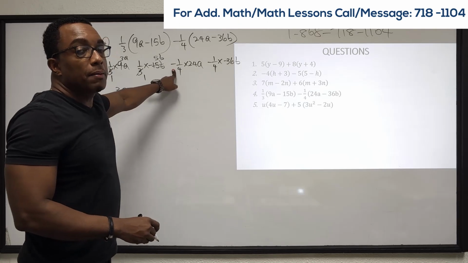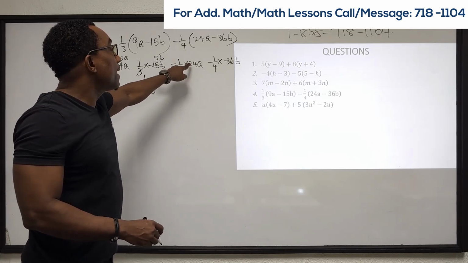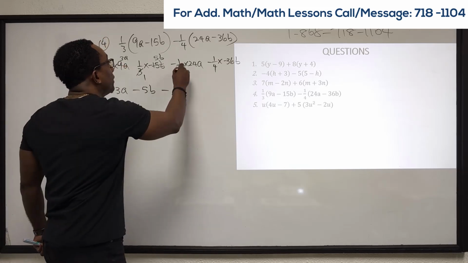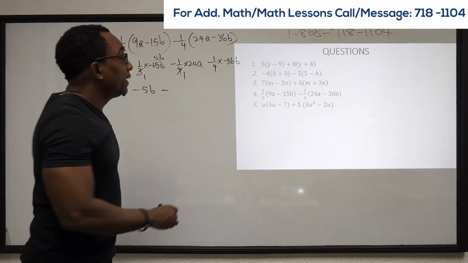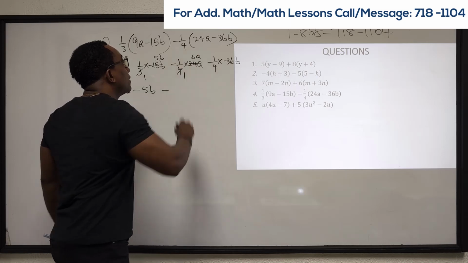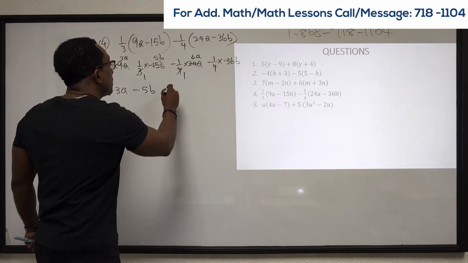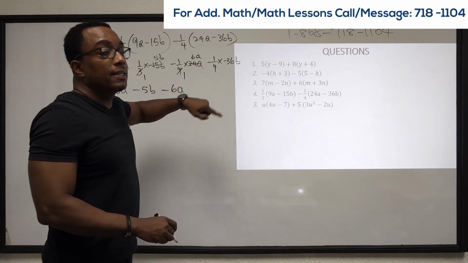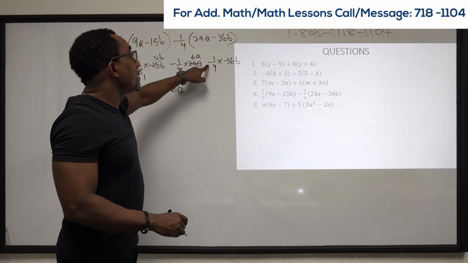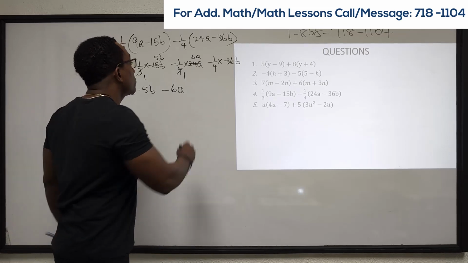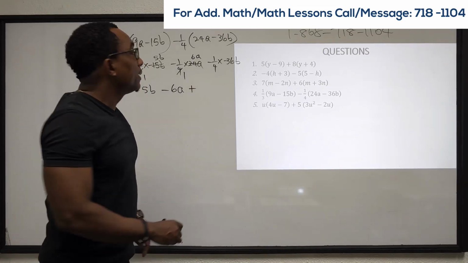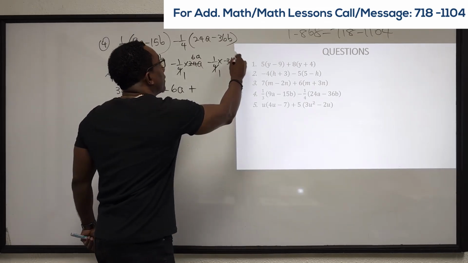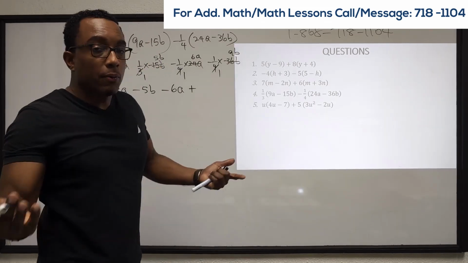Negative a quarter by plus 24a. A minus by a plus is a minus. 4 into 4 is 1. 4 into 24a will be 6a. 6a by 1 is 6a, so we have negative 6a. And negative a quarter by negative 36b, a minus by a minus is a plus. 4 into 4 is 1. 4 into 36b is 9b. And 9b by 1 is 9b.